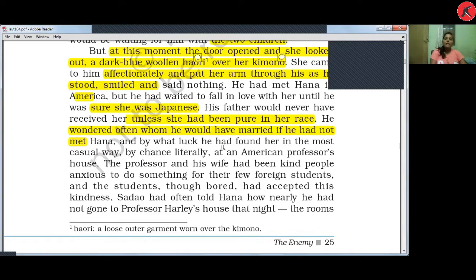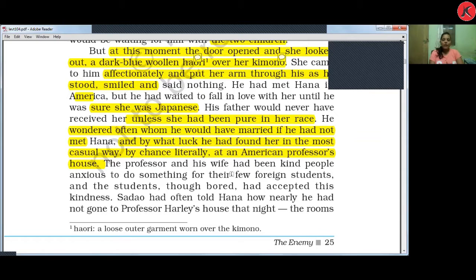By what luck he had found her in the most casual way, by chance literally, at an American professor's house. Now the doctor was talking about how it was just accidental that he met Hannah, and this is the perfect match for him. He met her at an American professor's house when he was studying in America.